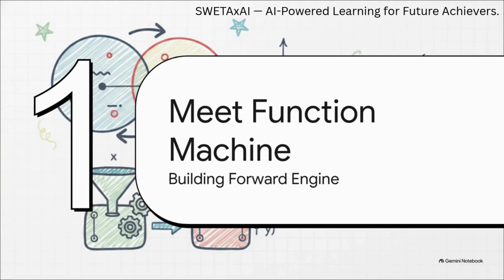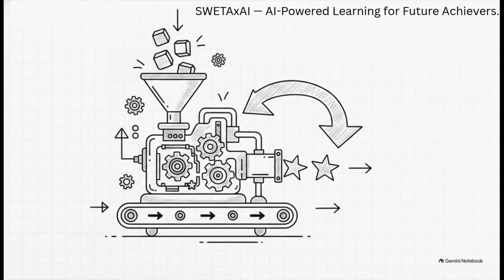Meet the function machine: building the forward engine. At its core, a function is simply a rule. Actually, I want you to think of it exactly like a physical machine on an assembly line. You have an input, right? That's the raw material you literally drop into the top of the machine. The machine then applies its specific internal rule. So maybe its rule is to multiply your number by 2 and then add 1. Finally, it produces exactly one unique output. You drop in a 5, out pops an 11. It's a predictable, mechanical, and highly reliable process.